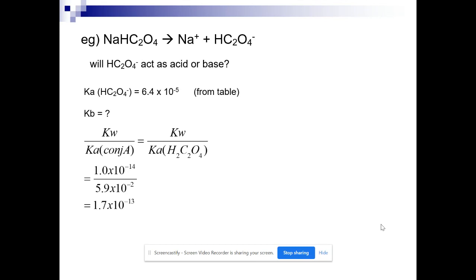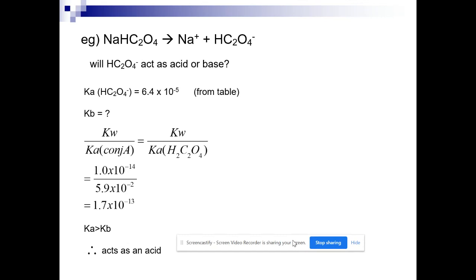So we're going to find the Kb by doing the Kw divided by the Ka of the conjugate. A lot of students wanted to use the Ka of 6.4 times 10 to the negative 5. Don't do that one. You're going to get the wrong answer. So we see that our Kb is going to be 1.7 times 10 to the negative 13, once we do the equation. So very easy, Ka greater than Kb. Therefore, it's going to act as an acid.